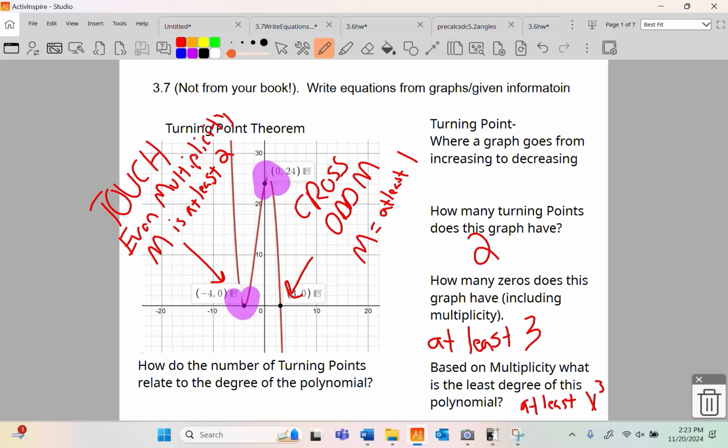Well, the slide is about turning point theorem. This is the only example you've seen to come up with it. But what do you think the relationship is between turning points and least degree? How do you turn a 2 into a 3? By adding what? 1. Least degree is TP, which stands for turning points, not toilet paper, plus 1. It's a really, really easy thing. All right, so that's what you need to know.